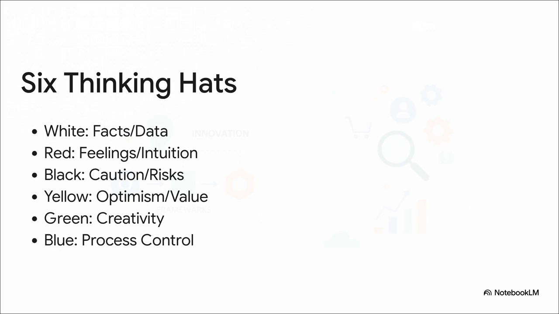First, everyone wears the white hat for facts, then red for feelings, black for risks, and so on. This completely removes personality clashes and confirmation bias because no one is stuck defending just their own emotional position. You can even assign an AI to wear the black hat to ruthlessly expose the risks your team might just be too optimistic to see.